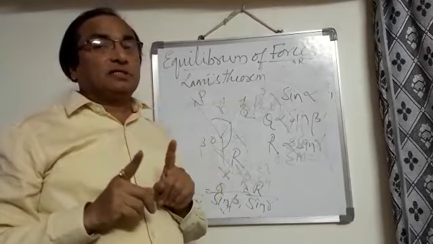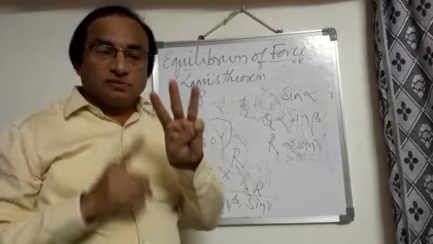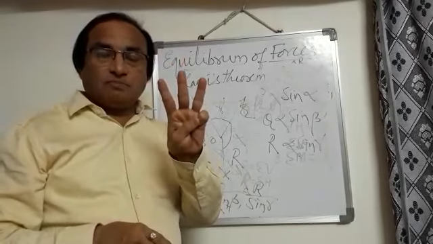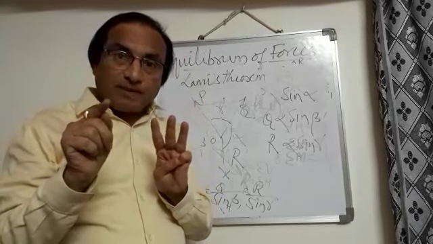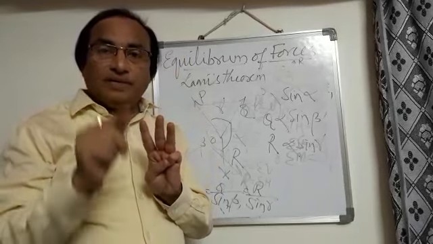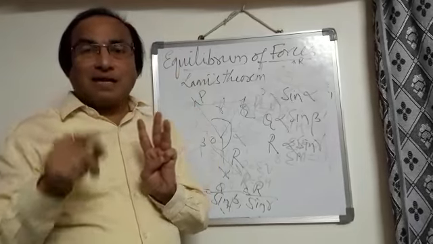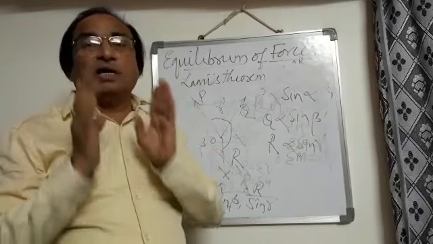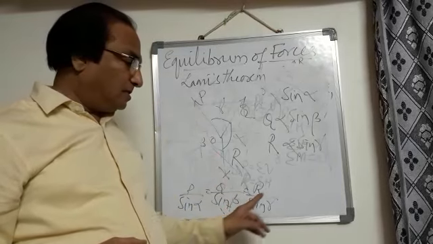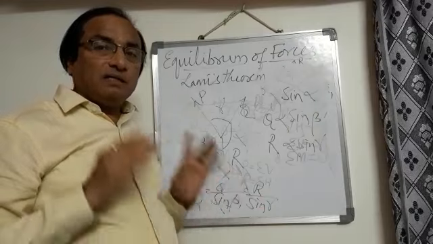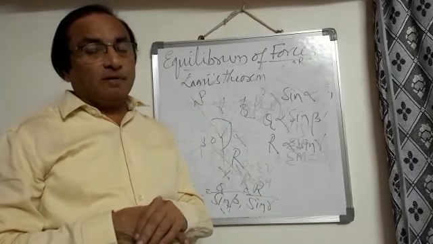Remember, I will repeat the statement. If three forces, remember three forces maximum, if three forces are acting at a point are in equilibrium and alpha, beta, gamma are the angle made between the other two forces, then P by sine alpha is equal to Q by sine beta is equal to R by sine gamma. This is the Lami's theorem of equilibrium of forces.